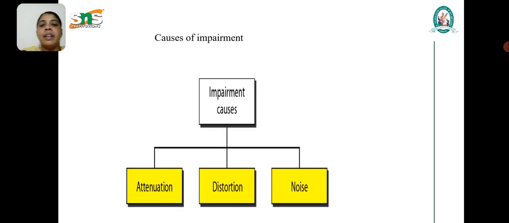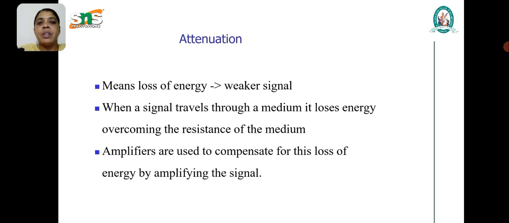I already said that there are three different types. First, we are going to see attenuation. It means packet loss, that is, a loss of energy, resulting in a weaker signal. When data is sent from the sender to the receiver, there may be a weaker signal, so we cannot extract the exact signal from the sender at the receiver due to losses from overcoming the resistance of the media. So amplifiers are used to recover the lost energy while transmitting the information.